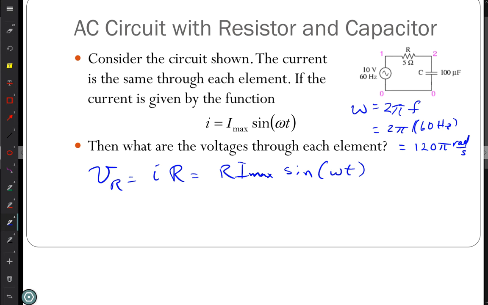I have here my voltage through the resistor. If I know what the value of I max is and the value of R, which I gave you as 5, then we would know what the voltage is through that resistance at any time. Okay, so that was the easy one. Which one do you think is the intermediate difficulty one? That's right, the capacitor. Most people would have said, well, the power supply, obviously, and that would be not obvious, and it's not the easiest. It's the hardest of the three.